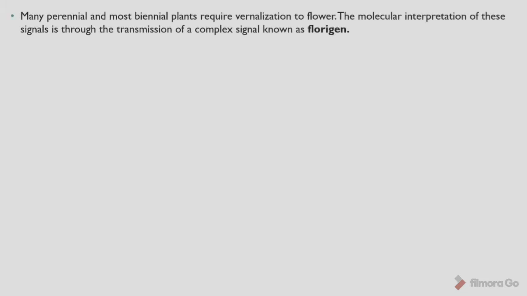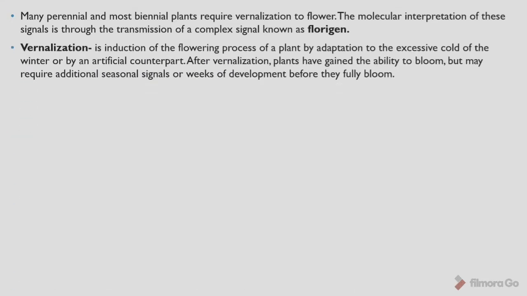Many perennial and most biennial plants require vernalization to flower. The molecular interpretation of these signals is through the transmission of a complex signal known as florigen. Vernalization is the induction of the flowering process of a plant by exposure to the excessive cold of the winter or by an artificial counterpart. After vernalization, plants have gained the ability to bloom but may require additional seasonal signals or weeks of development before they fully bloom.